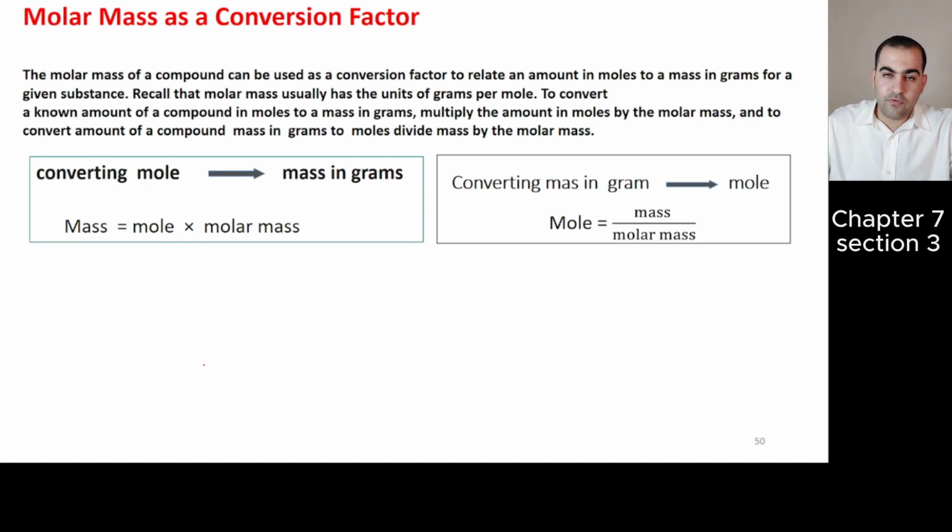Molar mass as a conversion factor. Guys, it's the same if we're talking about compounds. If you convert mole to mass in grams of a compound, we just use the same rule: mass equals mole times molar mass. If you convert mass in grams to mole of a compound, we use this rule. Same as the rules that we use to change mass to mole, mole to mass of elements.